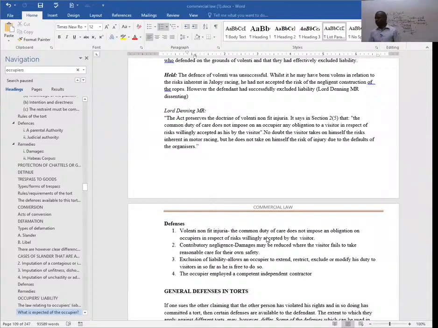Exclusion of liability. It allows an occupier to extend, restrict, exclude, or modify his duty to visitors insofar as he is free to do so.